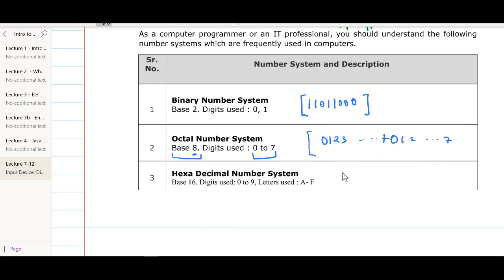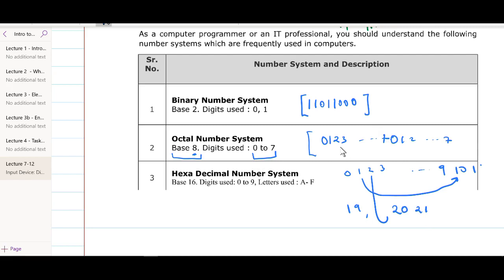The same way we normally run from 0 to 9, and then after 9 we start at 10, we bring in the first digit, and we go to 10, 11, 12, etc. all the way to 19. After 19, we take the second digit and we go to 20, 21, etc. It is the same thing we do with the octal number system.